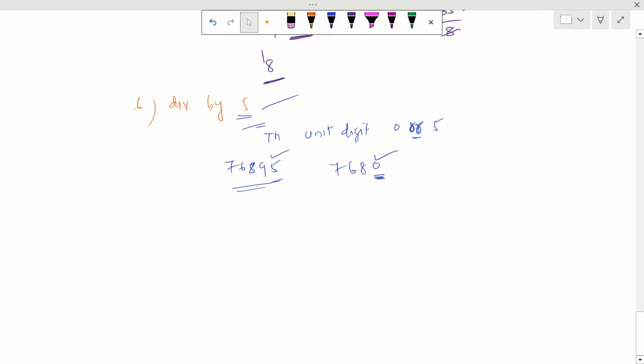When can we say the number is divisible by 10? When the unit digit is 0. If the number has 0 as its unit digit, then we can say it is divisible by 10. I will give an example here: 670, 71890. This number has unit digit 0, so we can say this number is divisible by 10. Okay, understood.